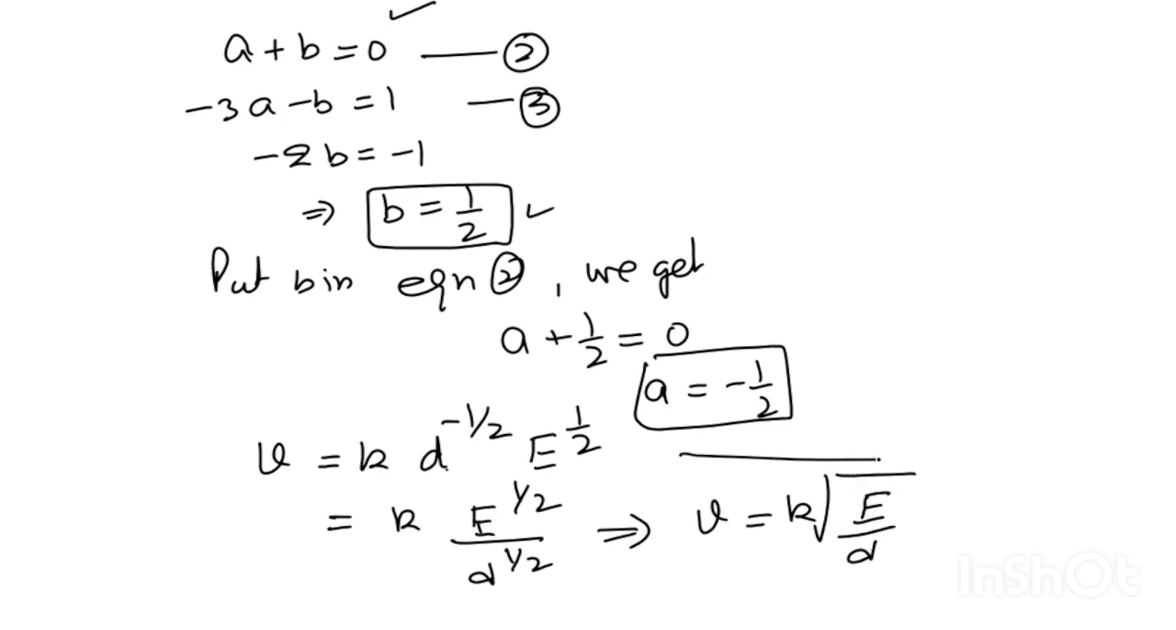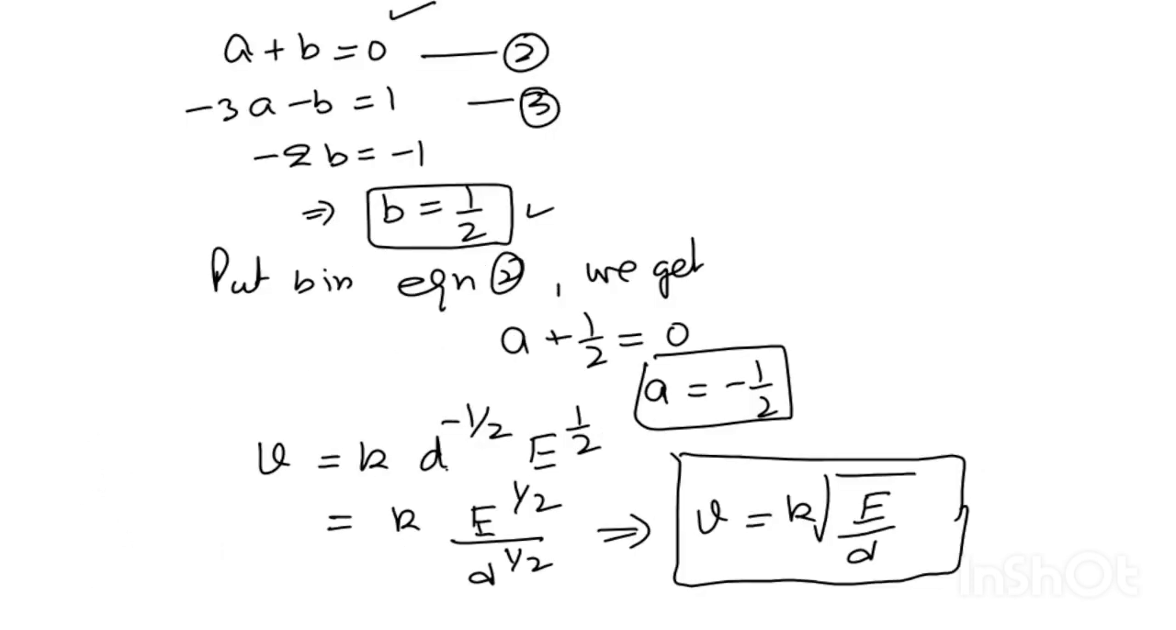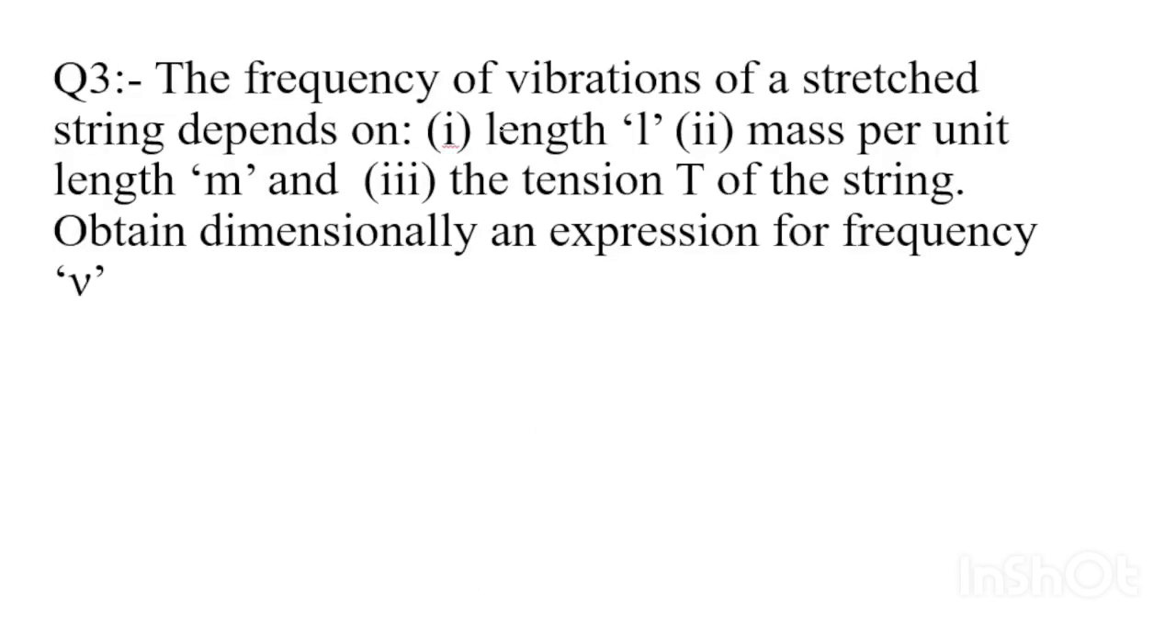This is the formula for velocity of sound in a medium. The velocity of sound through a medium is given by v equal to under root E upon D. Now come to third problem.